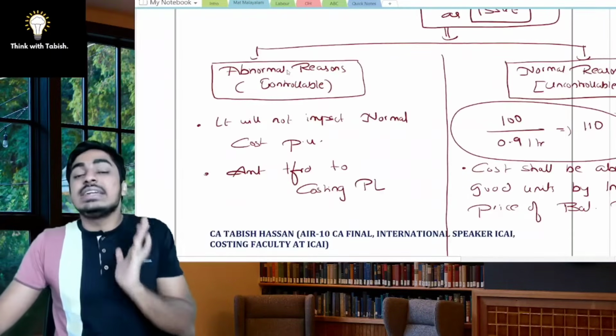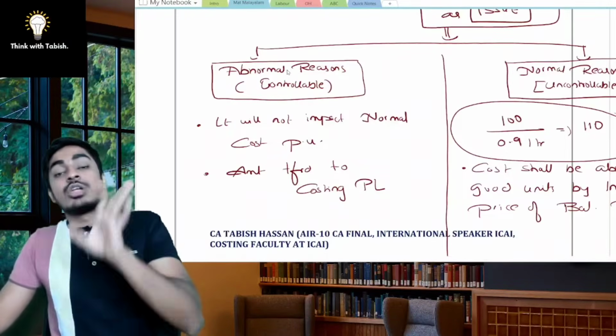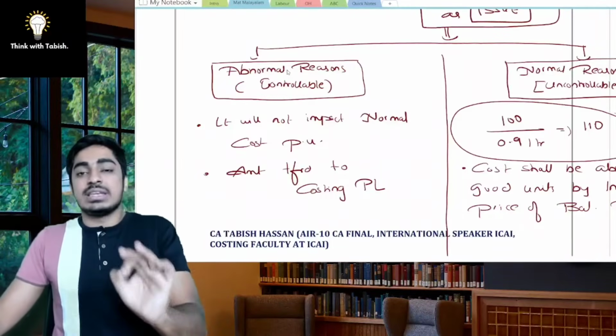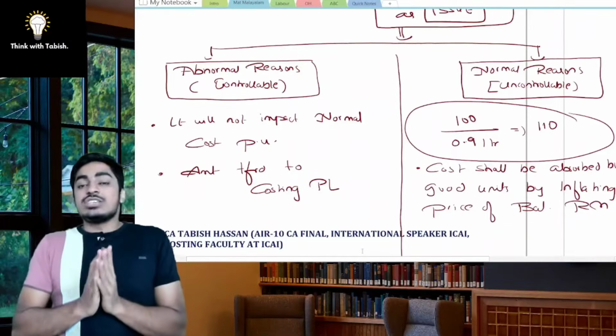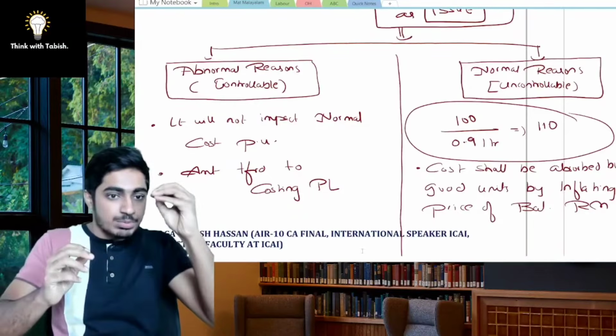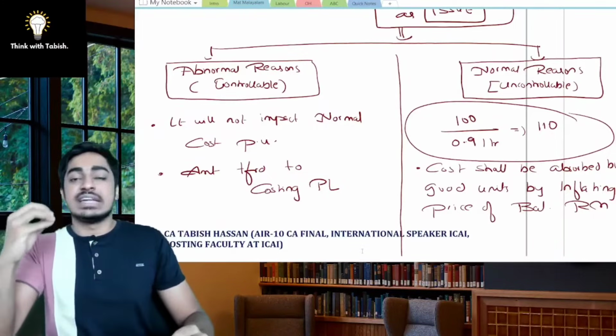Now, where it is issued, there can be two reasons for this shortage. First is normal reasons, that is uncontrollable. Second is abnormal reasons, that is controllable. Shortage of goods will be treated as issue. Yes, it can be because of abnormal reasons, that is controllable. It can be because of normal reasons, that is uncontrollable.